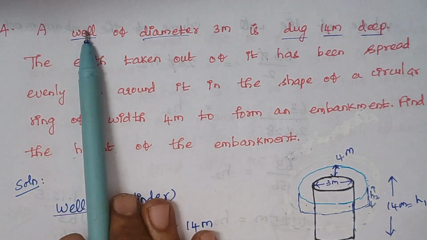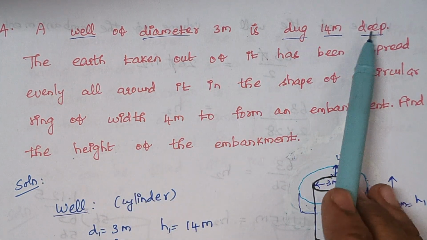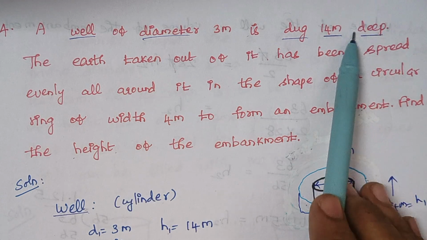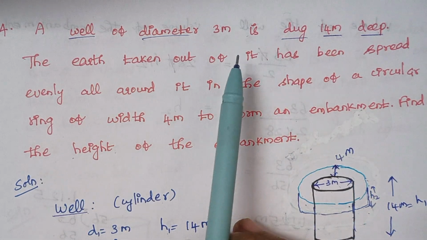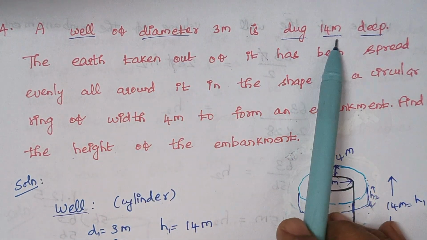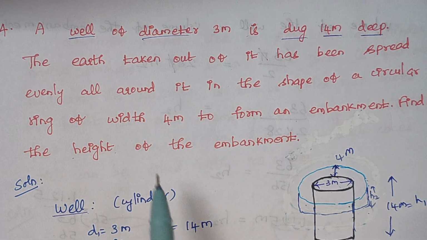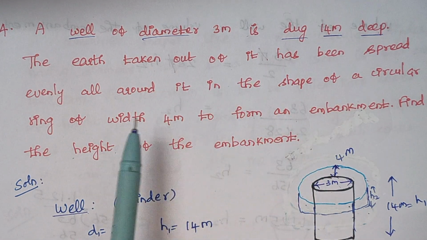So here we have a well whose diameter is given and which is dug 14 meter deep. Again here the word deep refers to the height. So the well is in the form of a cylinder. It has a diameter of 3 meter and a height of 14 meter. Now the earth taken out has been spread evenly all around it.